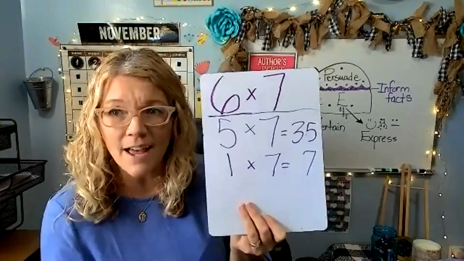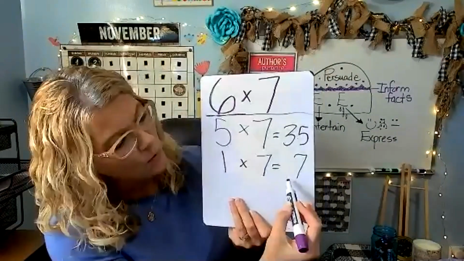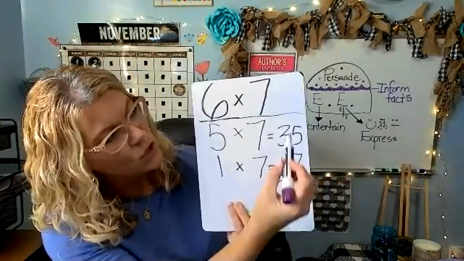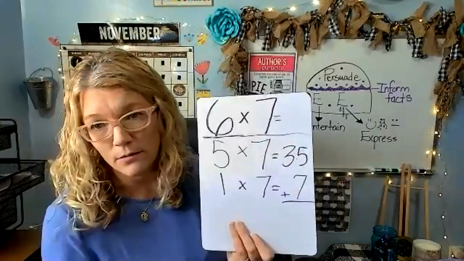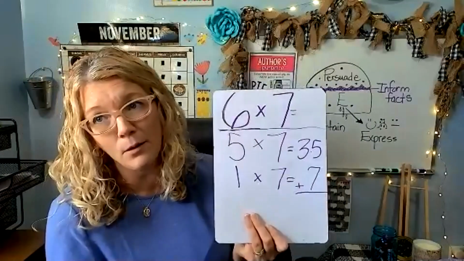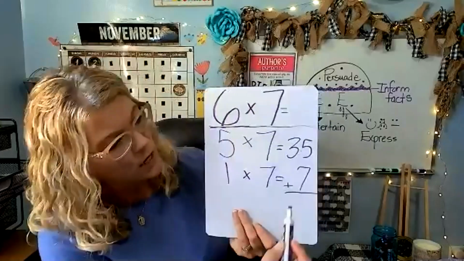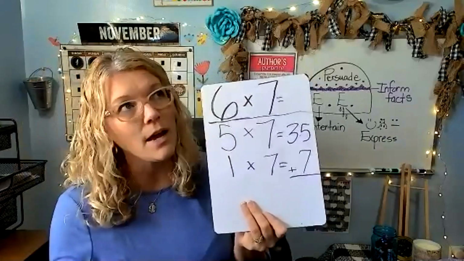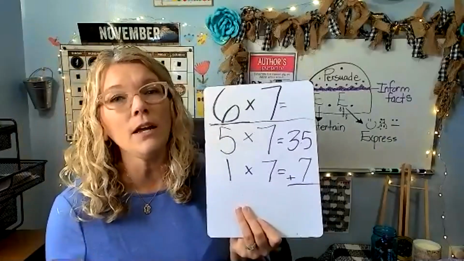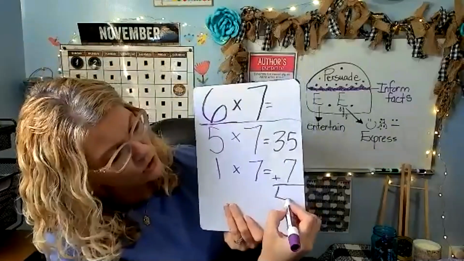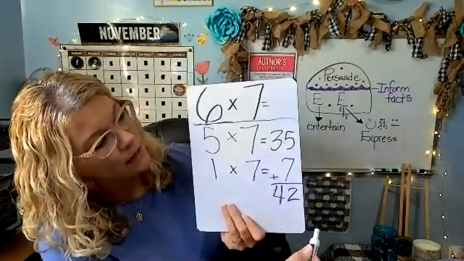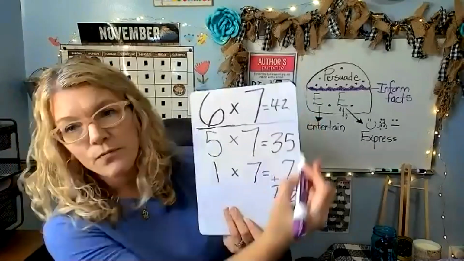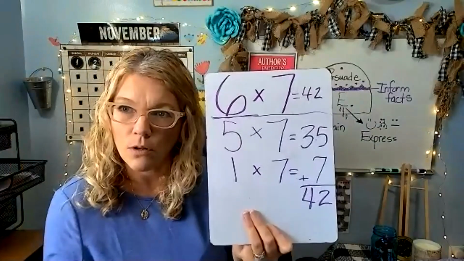Okay, we're not done yet though. This is the fun part. We have to then add these numbers together to get this final product. Now, is that a lot of work? Yeah, a little bit, but it'll get us our answer. So 35 plus 7: 35, 36, 37, 38, 39, 40, 41, 42. I got 42. So what does that mean? That means 6 times 7 is 42.